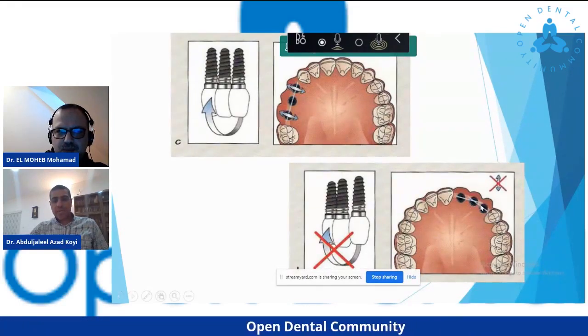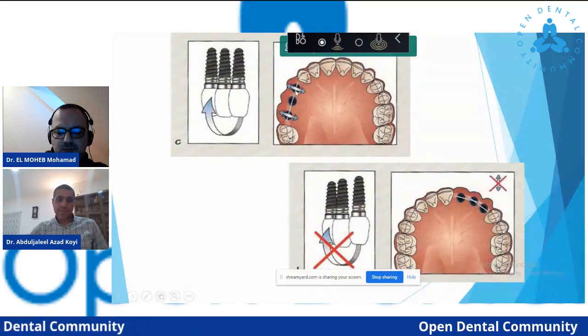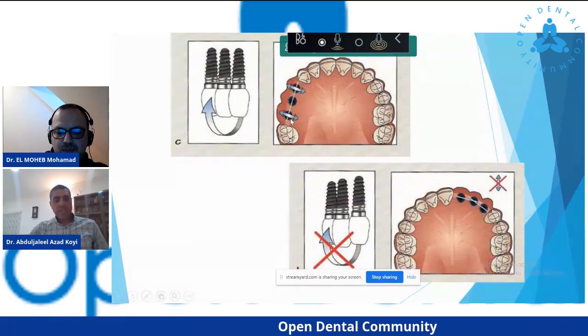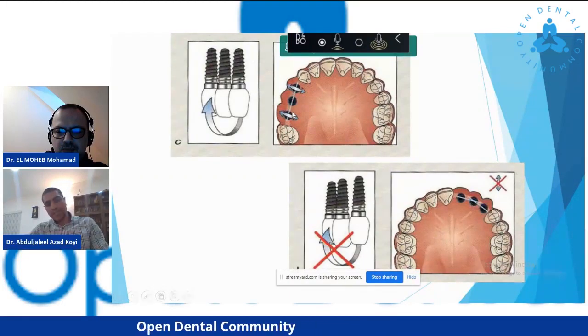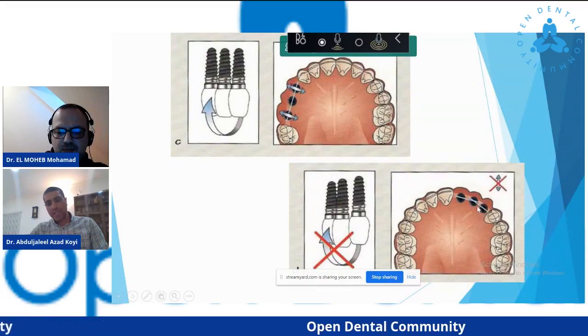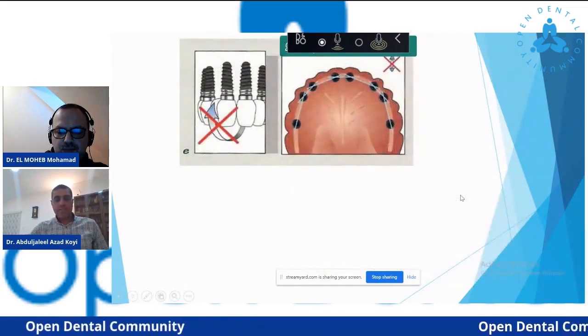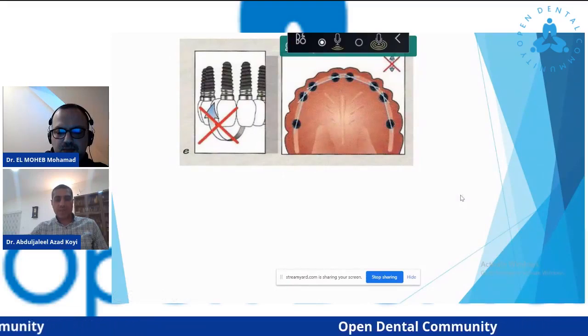And if you have the implants on the same line, it is good, of course, better than two implants or one implant. But if you have three implants and all of them not in the same line, as you see in this photo, it's better. And for the full arch, it is the best option. Why?